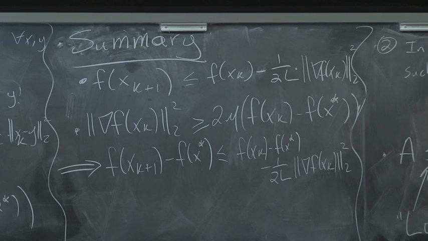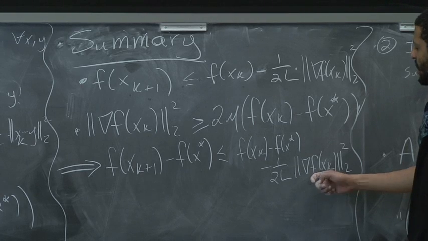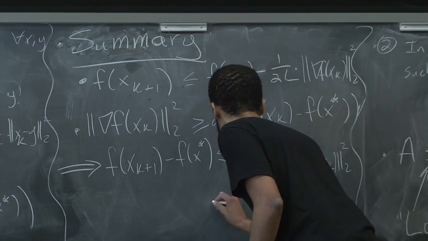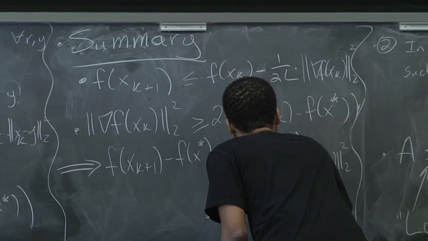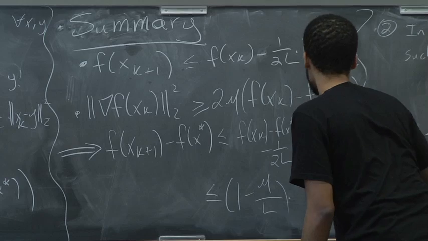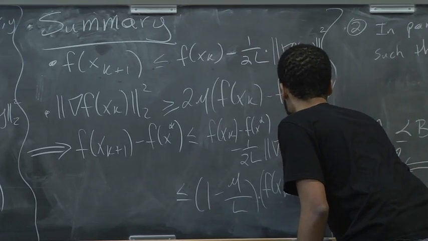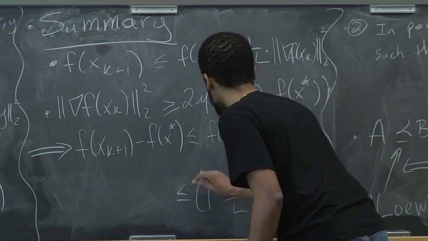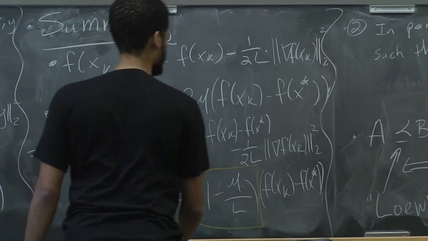But now I have a bound on this, right? Well, I know that this thing is big, so when I subtract it, I know that I have an upper bound on this right-hand side. And when you just manipulate that, what you get is that this thing is at most 1 minus mu over L times f of x_k minus f of x star. Okay, so this is the thing I was saying was alpha before.